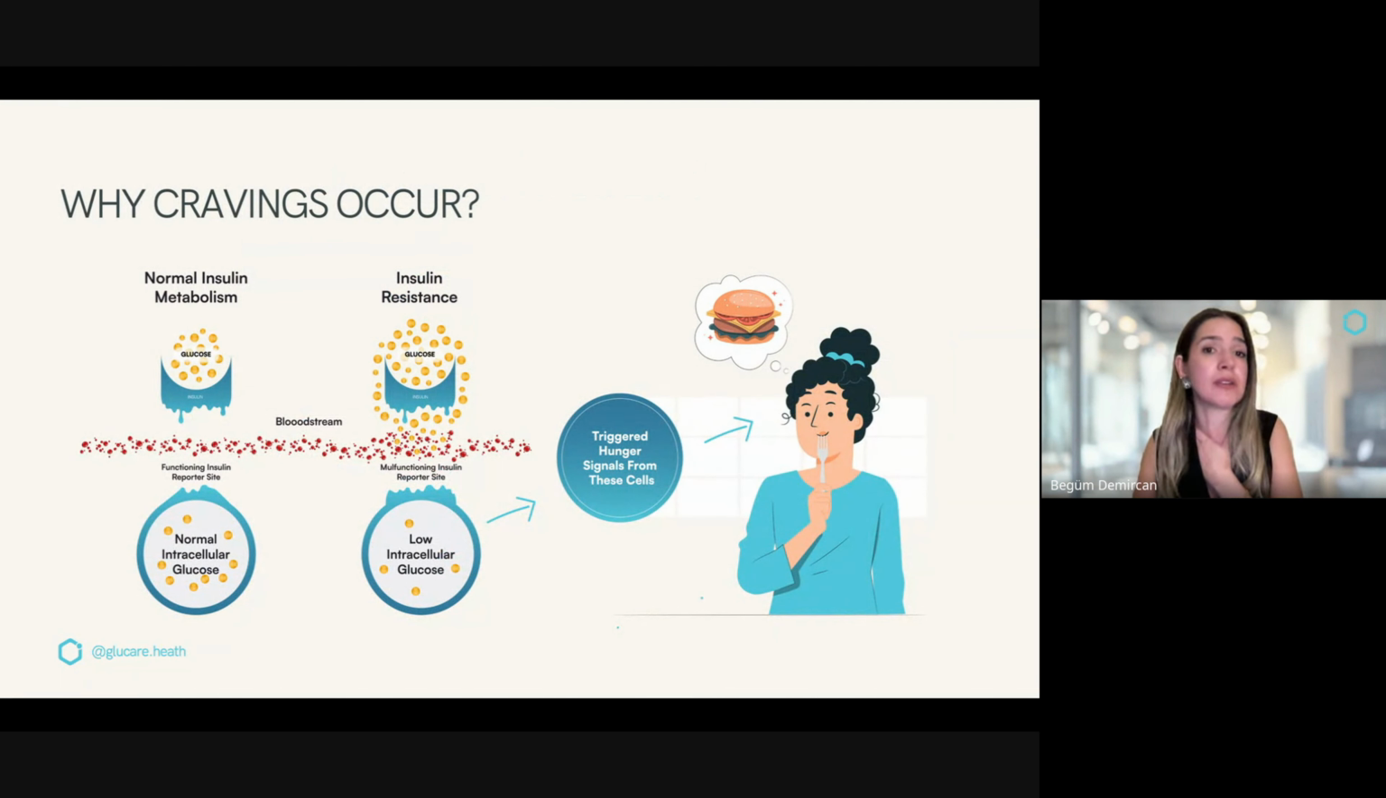But why do cravings occur? Because of this insulin resistance, because we know that in the normal metabolism, your cells can accept the sugar from the blood. However, with insulin resistance, your blood sugar is rising up. However, your cells are almost without sugar, so you cannot get the energy. So your insulin is being secreted more, and you are feeling hungry all the time. It is just becoming a hunger cycle and gaining weight cycle for you.